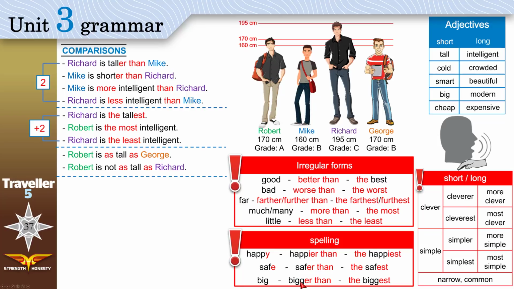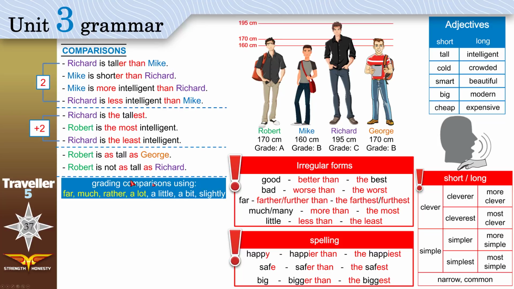You double the last consonant, like hot, H-O-T. O is a vowel. When you write hotter, you double the T, 2 T's, okay? The biggest. Now, let's move on to new forms of comparisons.